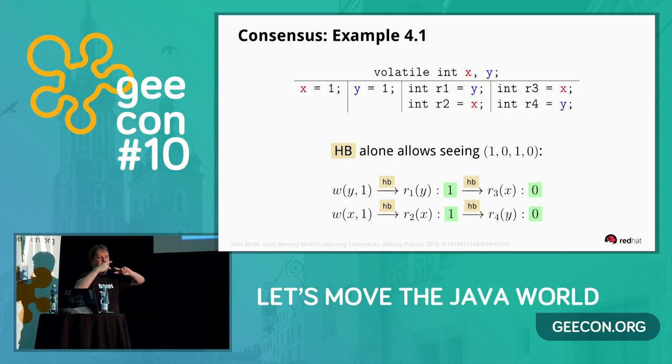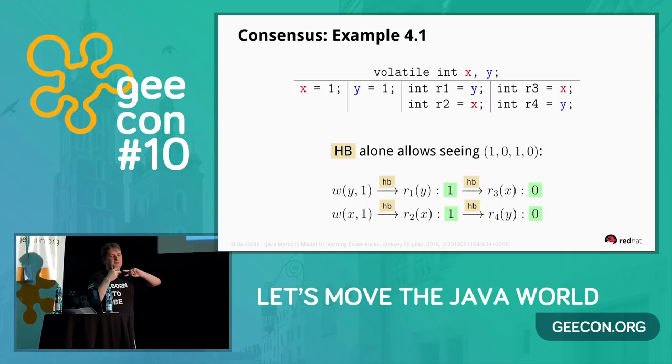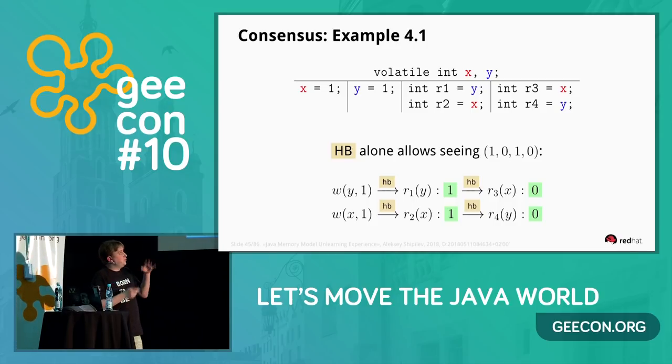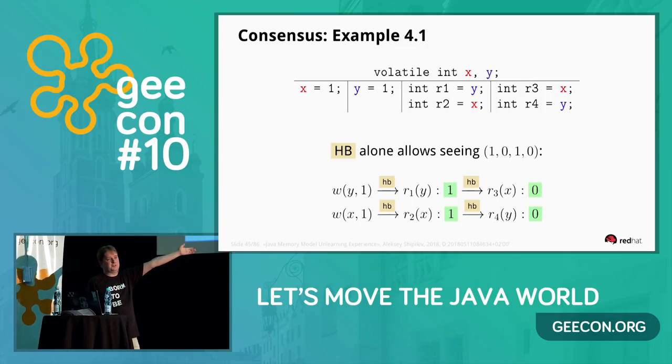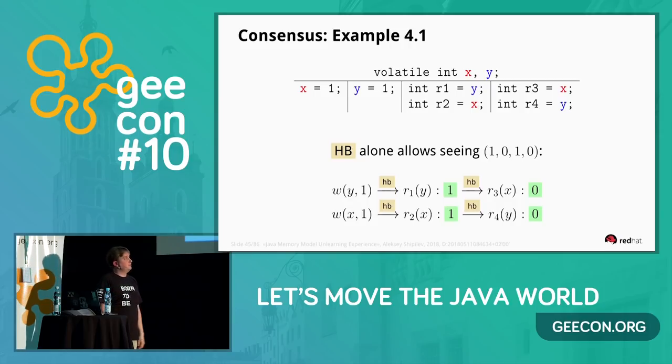That would be confusing if you want the system to have a momentary understanding of the single global state of your memory, right? If you do this with happens-before alone, there are justifying executions that give you this result, because happens-before is a partial order, it isn't strong enough.